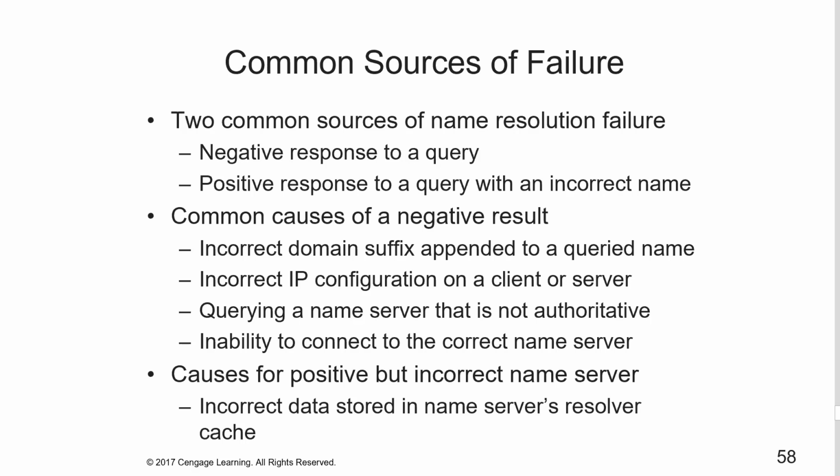Common sources of failure here. Two common sources of name resolution failure are a negative response to a query and a positive response to a query with an incorrect name. When we get a negative result, some of the common causes are incorrect domain name suffixes appended to a query name, incorrect IP configuration on a client or server, querying a name server that is not authoritative, or an inability to connect with the correct name server. When we have a positive but incorrect response, a lot of times it's incorrect data stored in a name server's resolver cache.